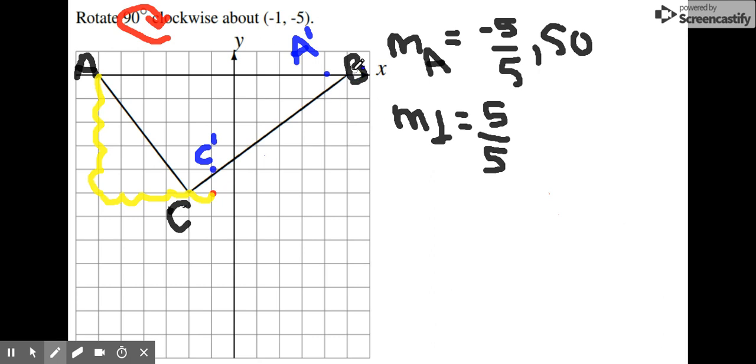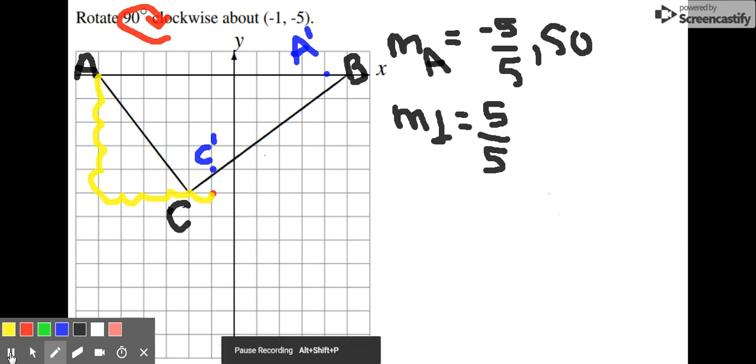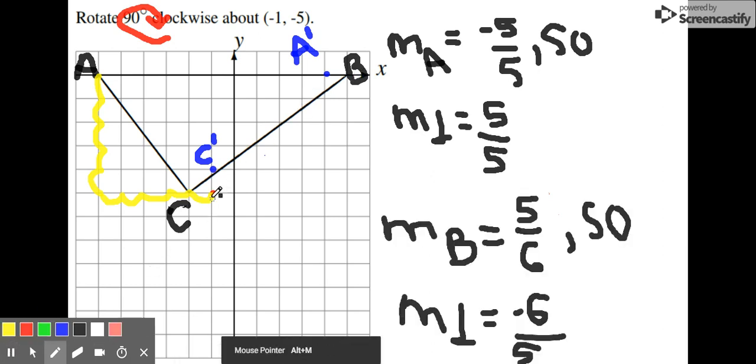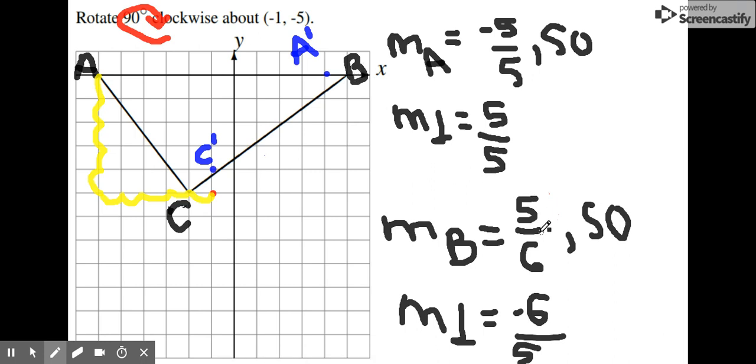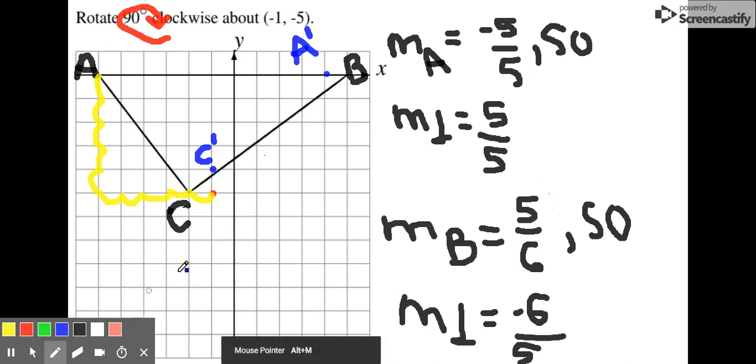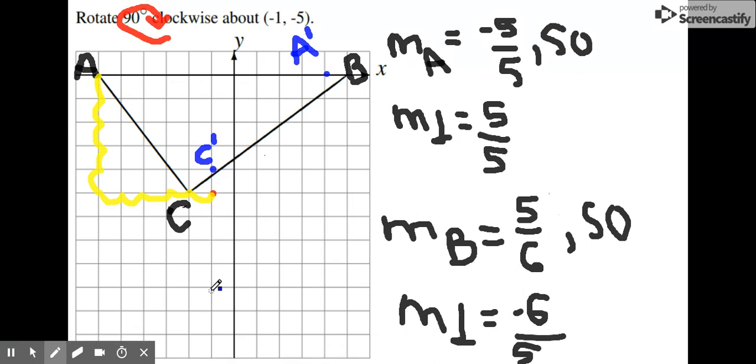So we need to find the slope from the center of rotation up to B, and then find that opposite reciprocal. So the slope from the center of rotation up to B is 5/6. So the slope of the line segment perpendicular to that is going to be -6/5. So we're going to go at our center of rotation. We're going to go down 6, 1, 2, 3, 4, 5, 6, and right 2, 3, 4, 5, and label that B prime. Again, we got to make sure that that's actually going clockwise, and in this case, it is.